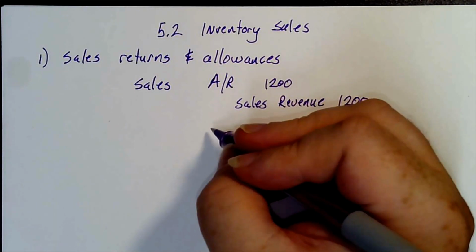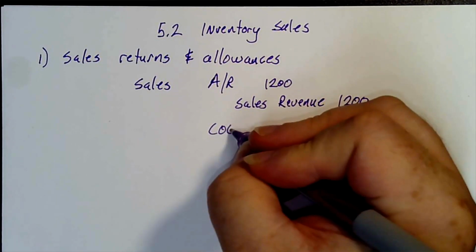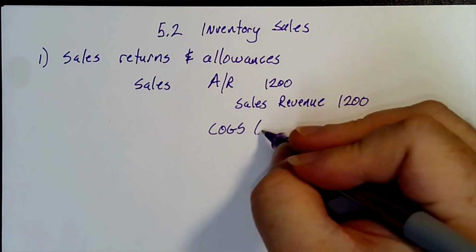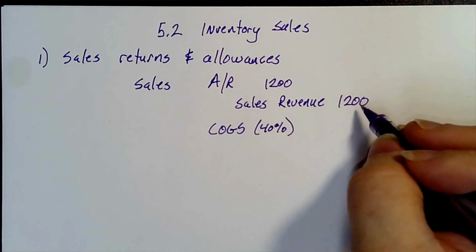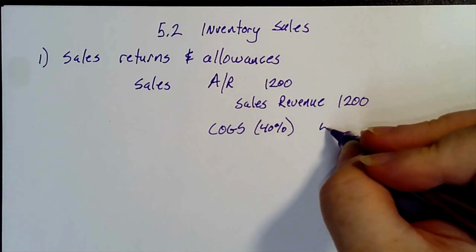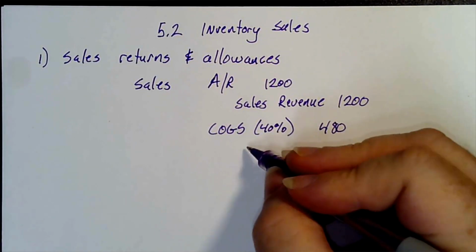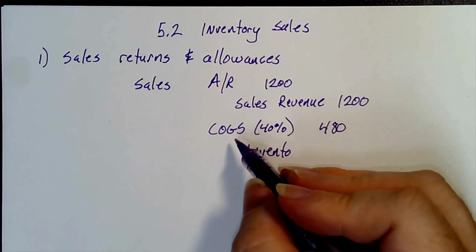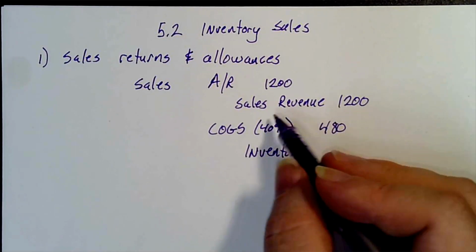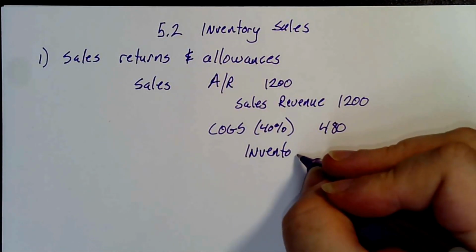So let's say that the cost of goods sold for this was 40% of the sales price. So here, 40% of 1,200, that's going to be 480. And this is going to be our reduction in inventory. Remember, cost of goods sold is our expense. This is our revenue. Revenues minus expenses is our net income.